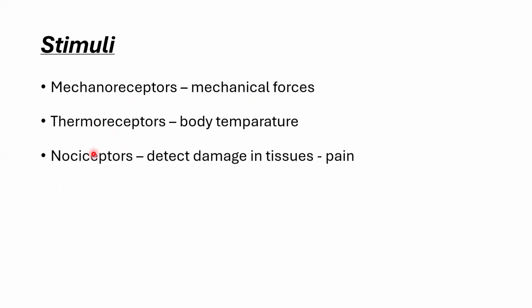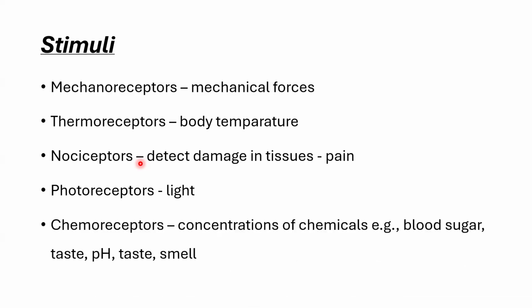Then nociceptors. Ideally, they detect damage in tissues, so nociceptors always go hand in hand with pain sensation. Pain is the stimulus, and the receptors are nociceptors. Then photoreceptors, where a good example is light: the cones and rods found in the eye, which convert the electromagnetic stimulus. These are the photoreceptors of the eye, rods and cones.